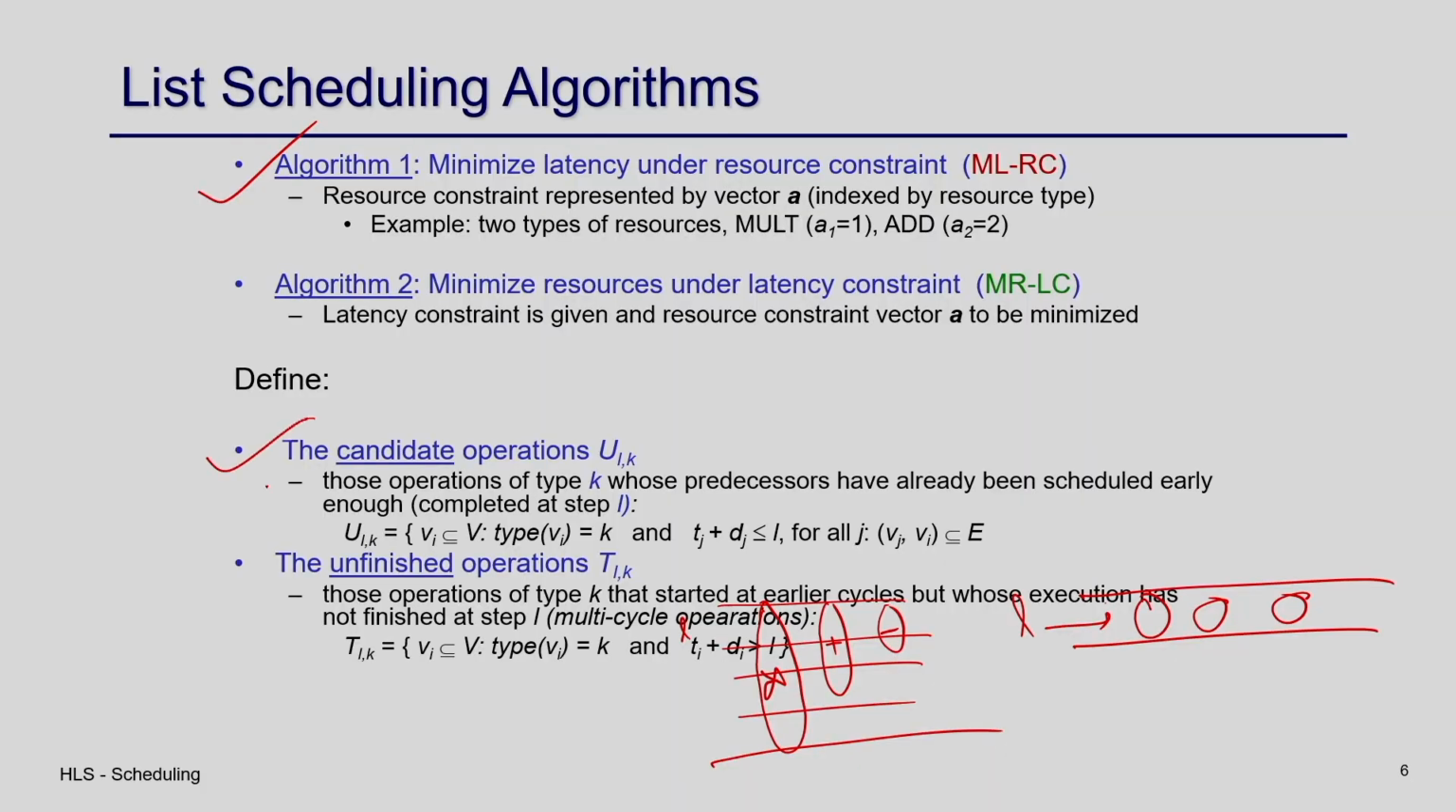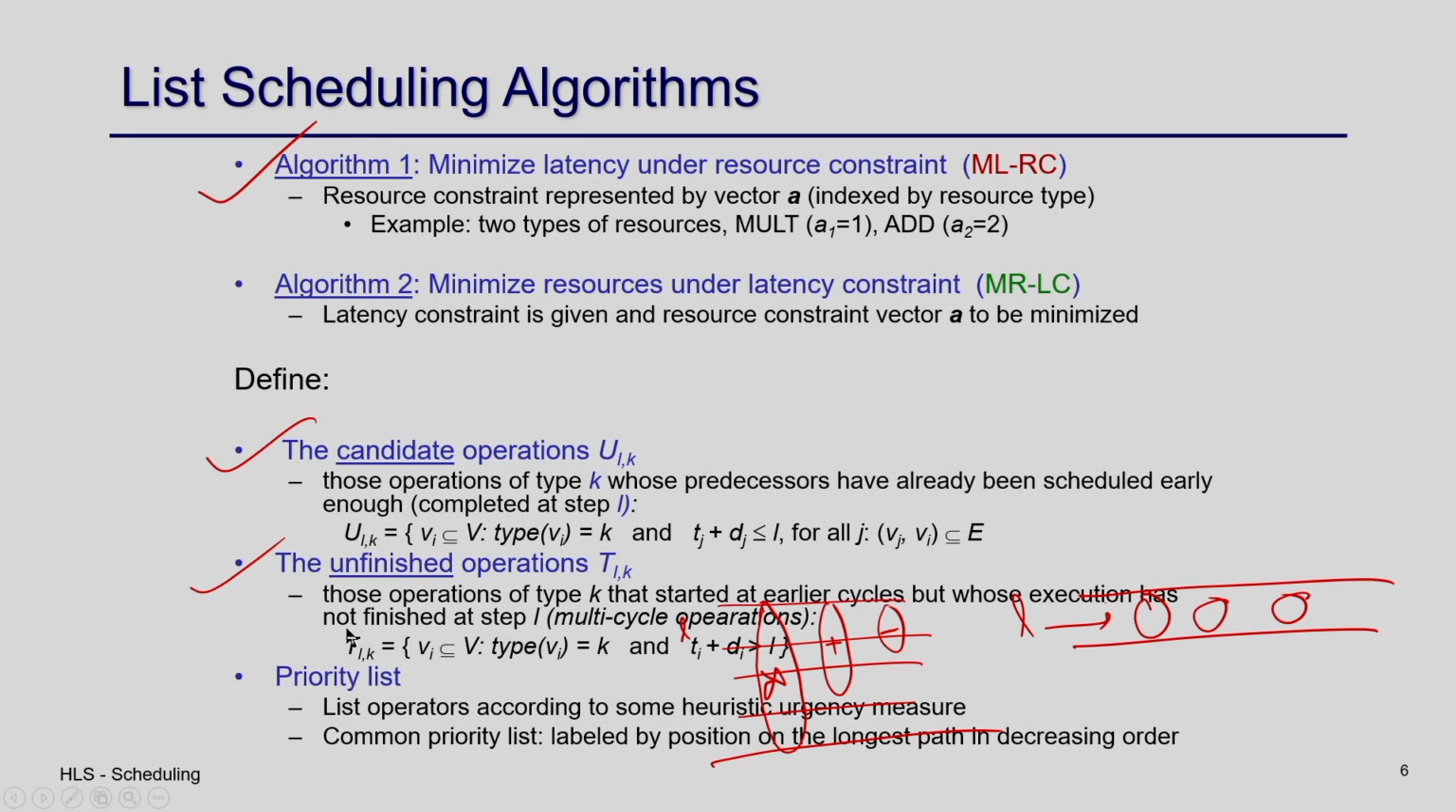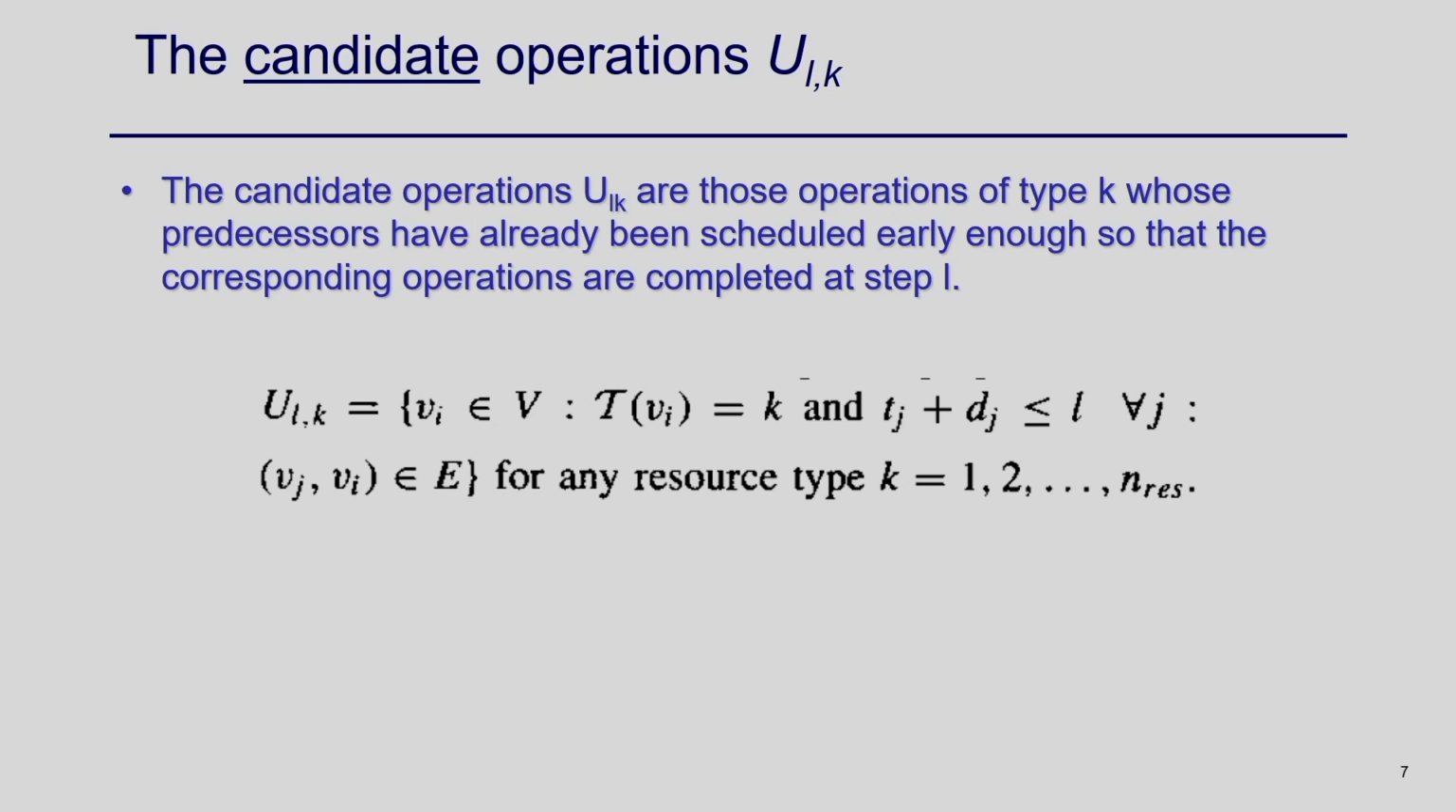There are two types of things we will understand, the candidate operator and the unfinished operator. I am going to explain them in detail here, and also we have a priority list that I have already explained, that for any node it is the distance of the longest path from the sink node. Okay. So, let us try to understand the candidate operator.